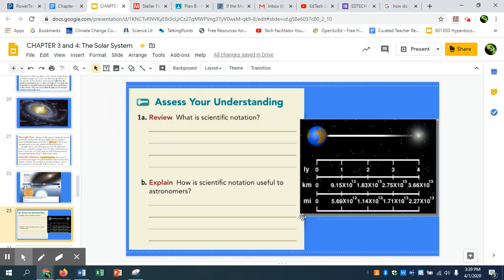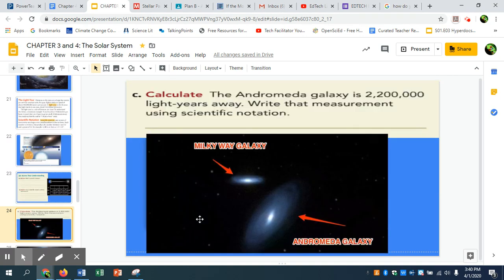Okay, so let's just answer these last two questions. What is scientific notation? And how is scientific notation useful for astronomers? So I think I really hammered home this concept that scientific notation is just a shorthand or a shortened way of writing these vast, large numbers. And why is it useful to astronomers? Because it puts into perspective how far away these things are, how vast it all is. It's as simple as that.